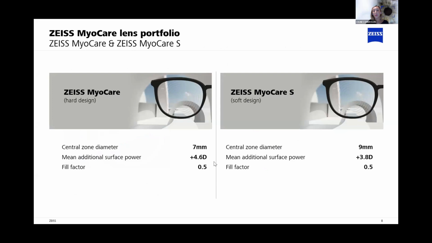As Dr. Yazdan said just before, we are really happy to provide you today two types of MyoCare: MyoCare hard design and MyoCare soft design. MyoCare hard design is going to have a central zone of about 7 millimeter, when the soft design is a little wider with 9 millimeter. The additional surface power is plus 4.6 for the MyoCare hard design and plus 3.8 on the soft design. What is interesting is that we have exactly the same distribution, which is 50-50 on the functional zone: 50% of good correction and 50% of additional surface power.